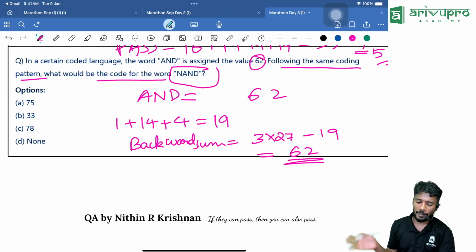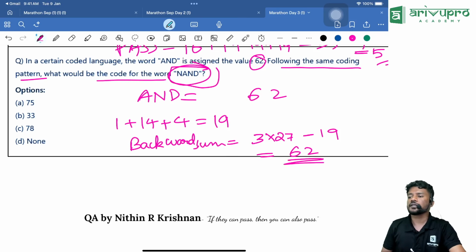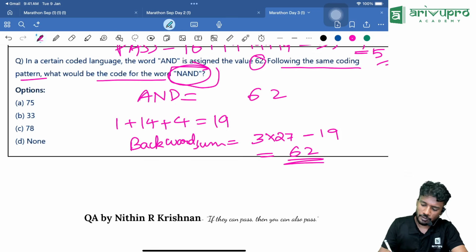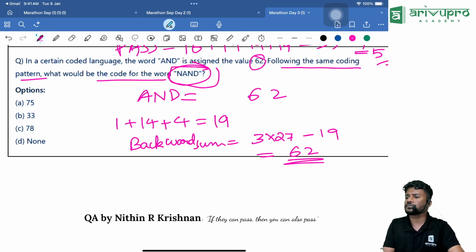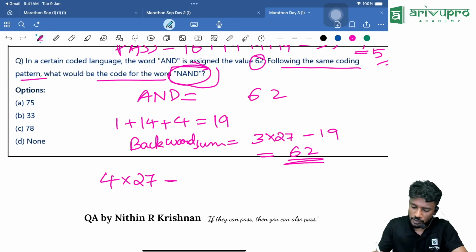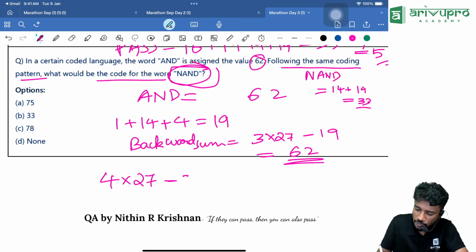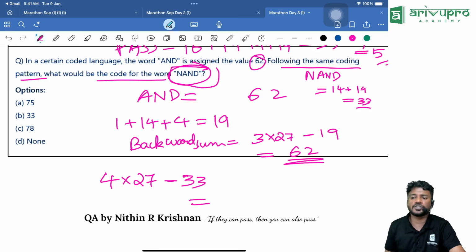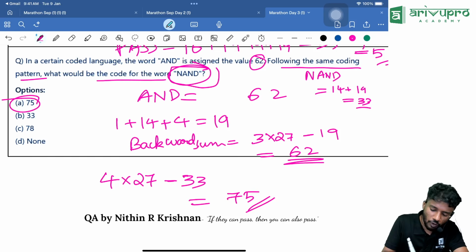That means it is as per the backward sum. So NAND will be coded as what? You tell me. Yes, 4 into 27 minus... One more N is coming into the picture. So the forward position will be 14 plus 19, which is equal to 33. 4 into 27 minus 33. How much is the answer? 75. Answer is Option A.